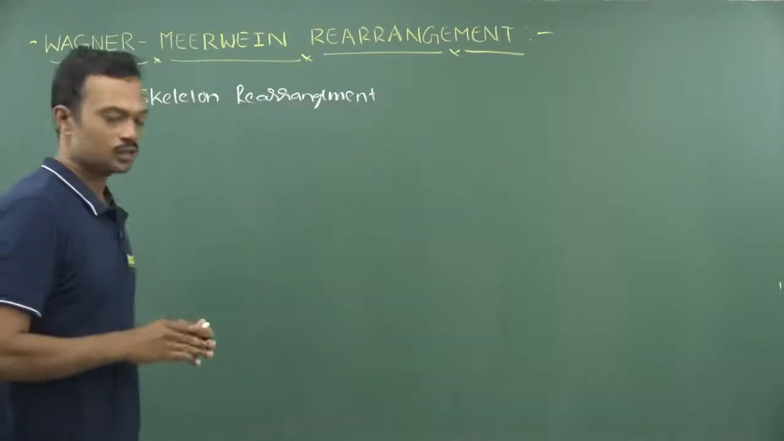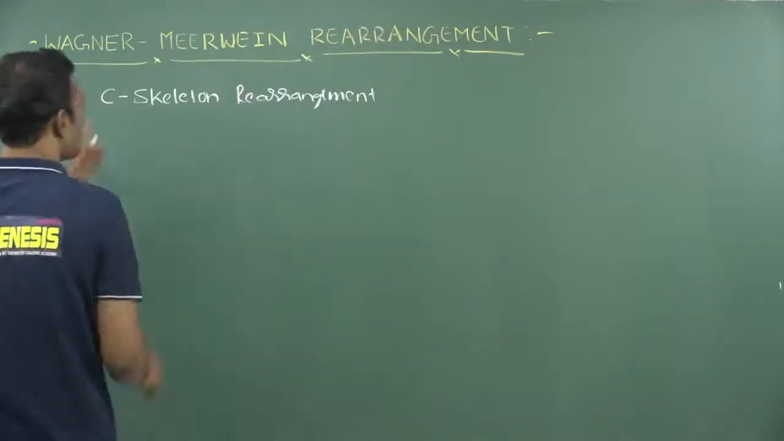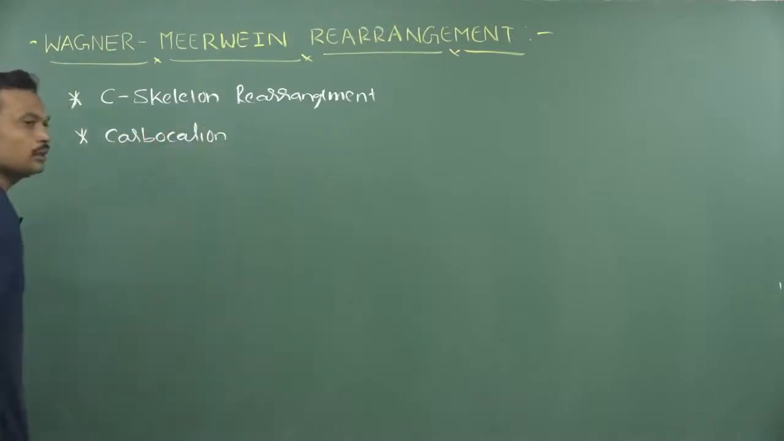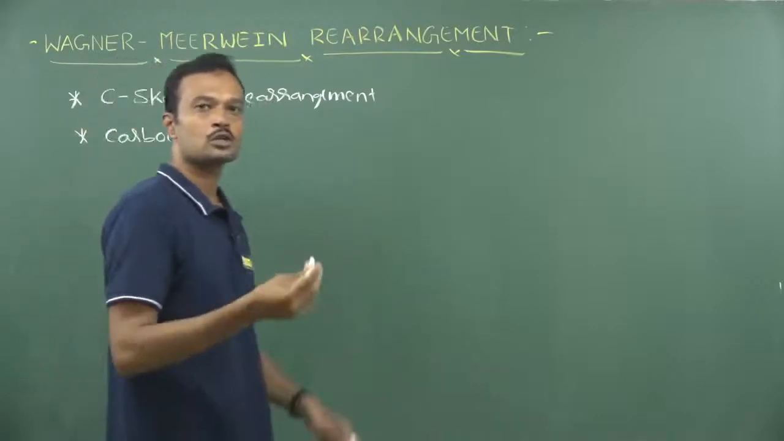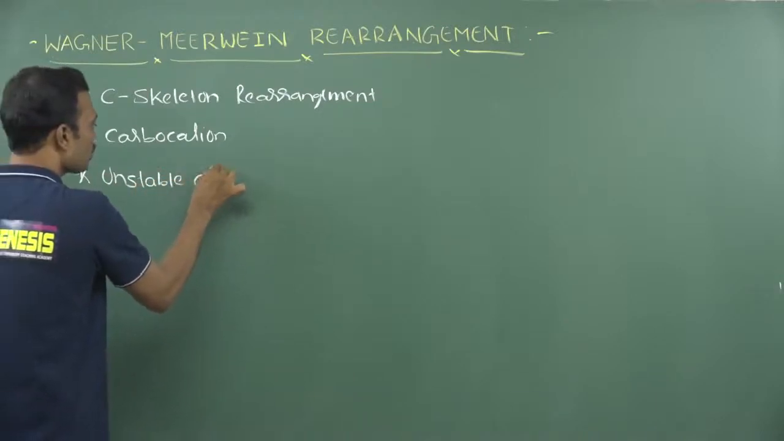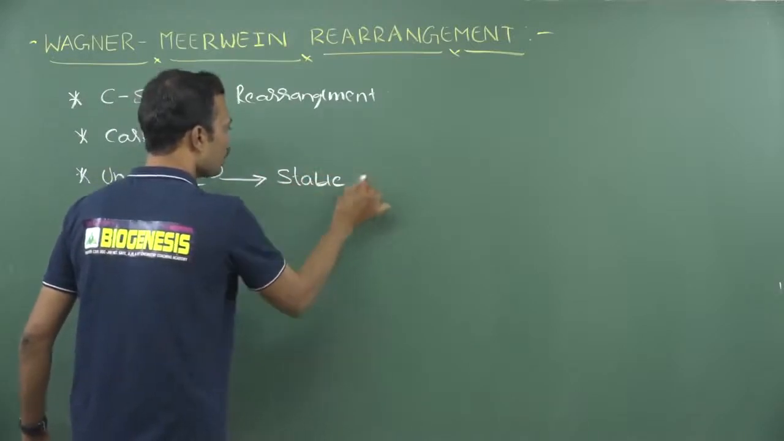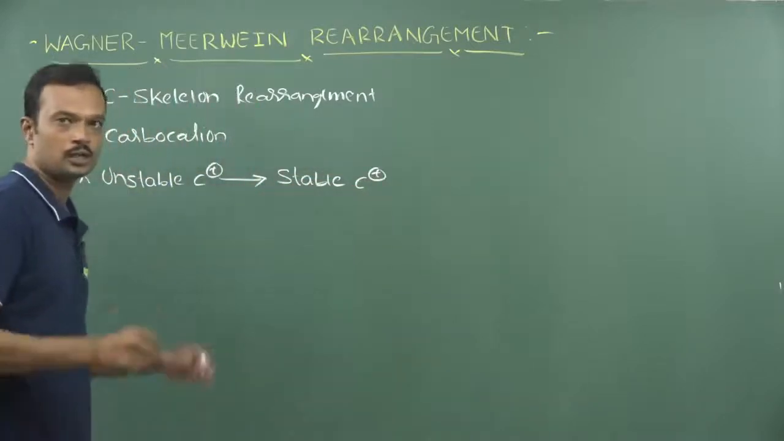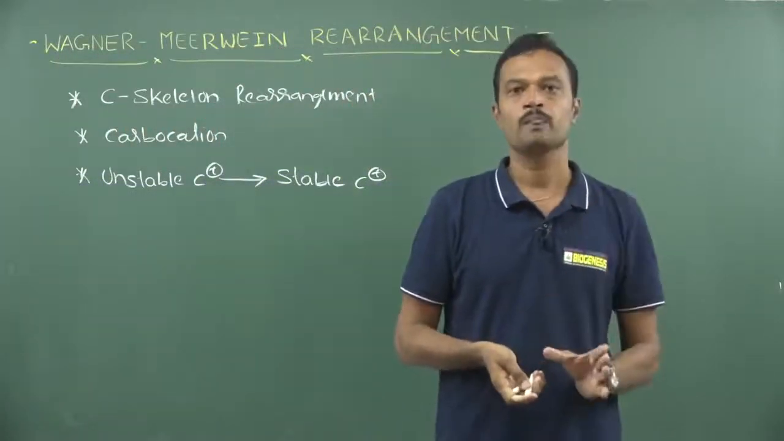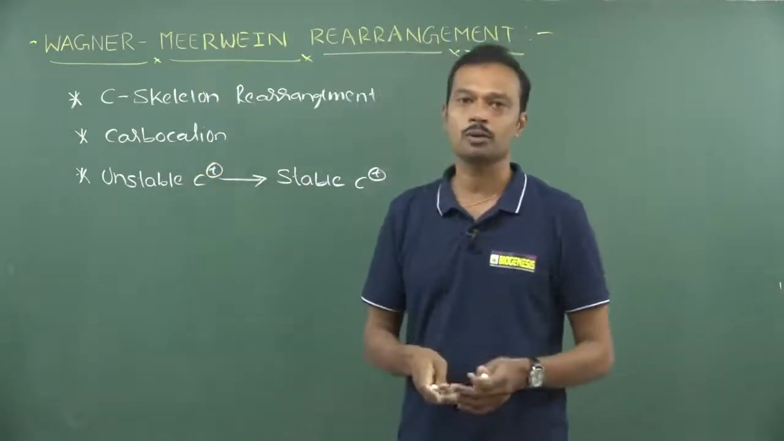Especially in this reaction there is a formation of a carbocation. That carbocation is responsible for the carbon skeleton rearrangement. So, initially a carbocation intermediate forms. You may get an unstable carbocation, which is converted to a stable carbocation through this carbon skeleton rearrangement. Simply, if anybody asks what a Wagner-Meerwein rearrangement is, it is a functional group interconversion through carbon skeleton rearrangement of a carbocation intermediate. That is called Wagner-Meerwein rearrangement.